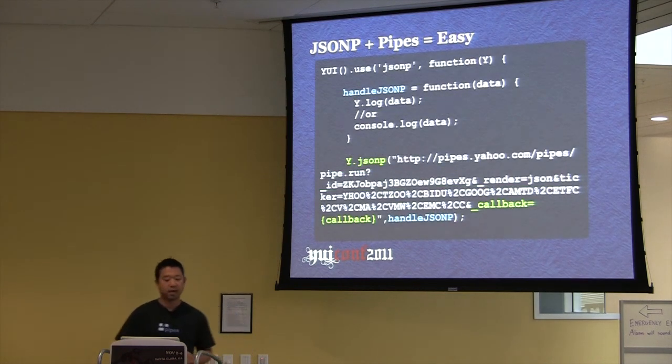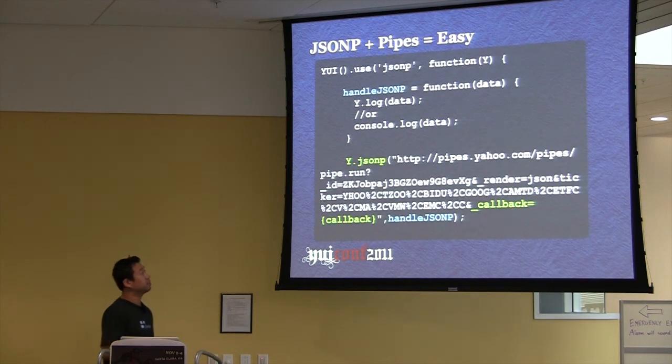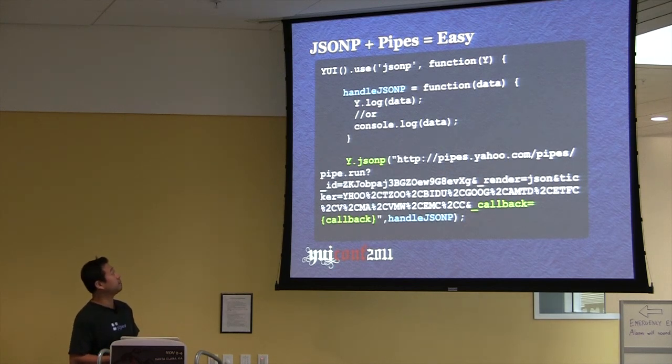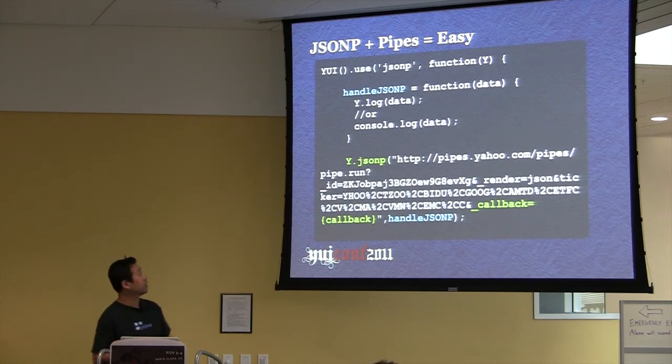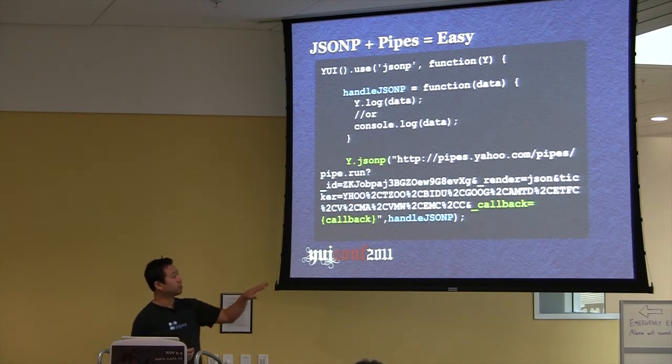So if you want to use YUI with Pipes, you can use the JSONP module. You just use your simple YUI use construct, and then you use the JSONP library. If you go to the yellow code, it's just basically one line. You do Y.jsonp. The first argument is the Pipes URL. And you want to notice that underscore callback is curly brace callback.